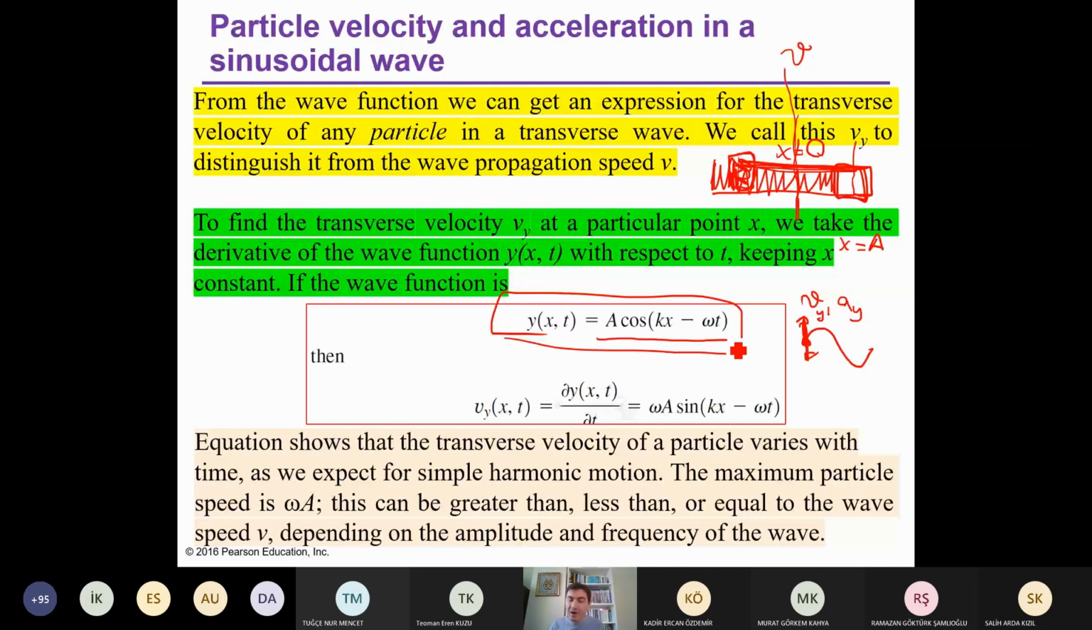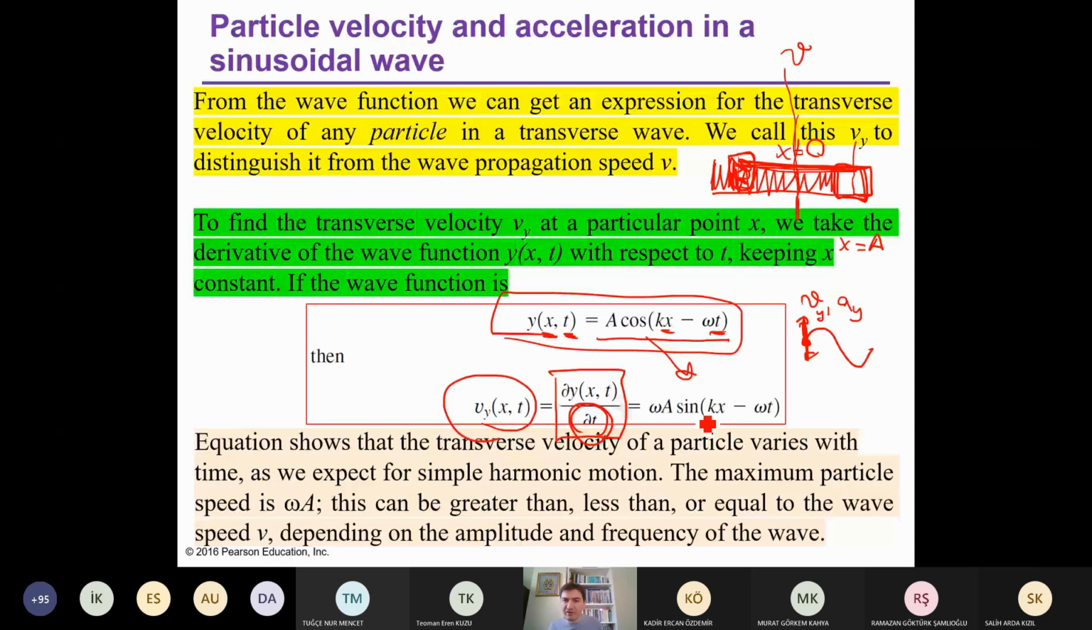Here I have a partial derivative symbol. It is important. Here I have two variables: one is position, the x position, and the other is time. In this derivation, I only differentiate this equation with respect to time. This is the partial derivative. If you take the time derivative of this one, you will get omega A times sine of kx minus omega t. So now we have the transverse velocity of the particle.